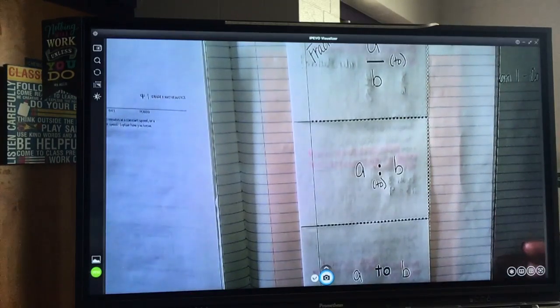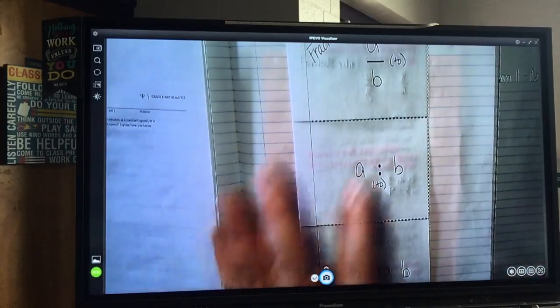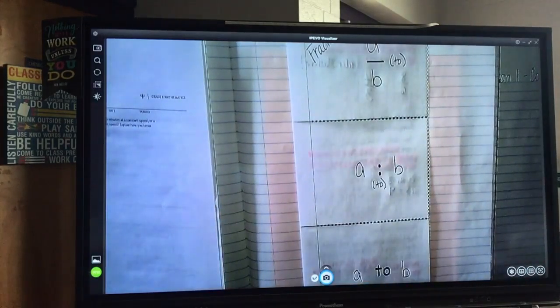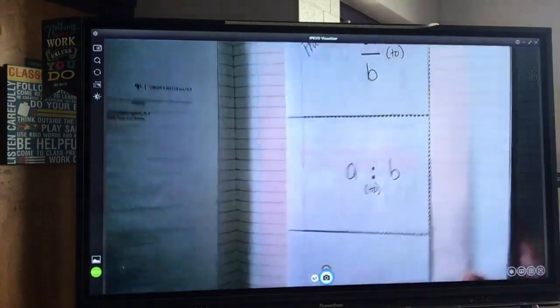Do you want me to do this one or do it on this one? You're copying the information from the one I gave you onto that one. All right.